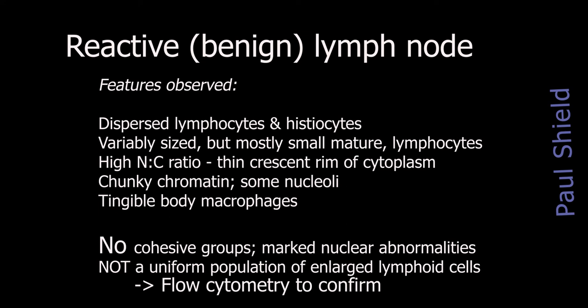And in the context of this case, very important to notice there were no cohesive groups of cells or nuclear atypia that might have suggested a metastasis from the patient's previous breast cancer. Also note that we didn't have really a uniform population of enlarged lymphoid cells that might suggest a lymphoproliferative disorder, but nonetheless we would always perform flow cytometry on the needle washout in order to confirm that there was not a monoclonal population of lymphoid cells present.